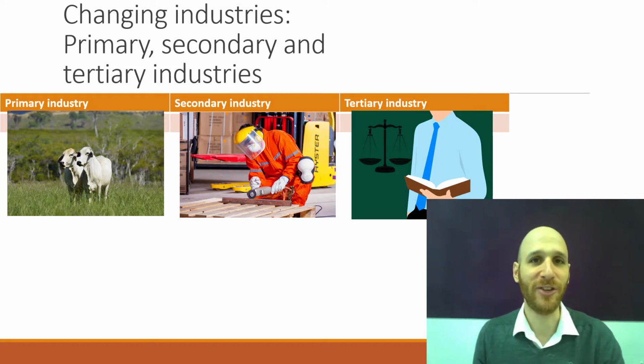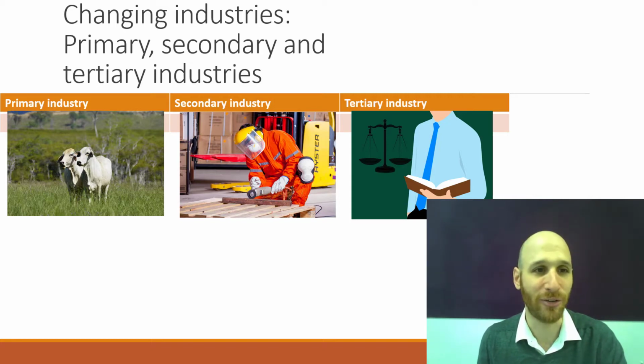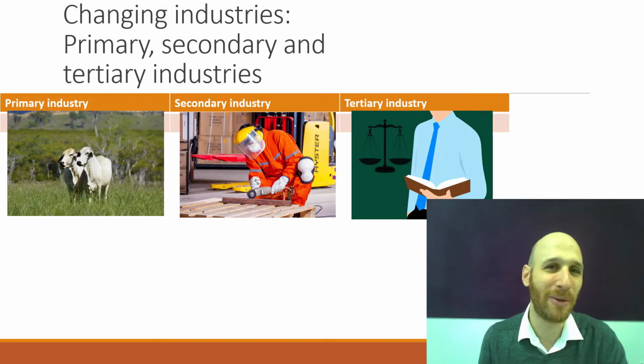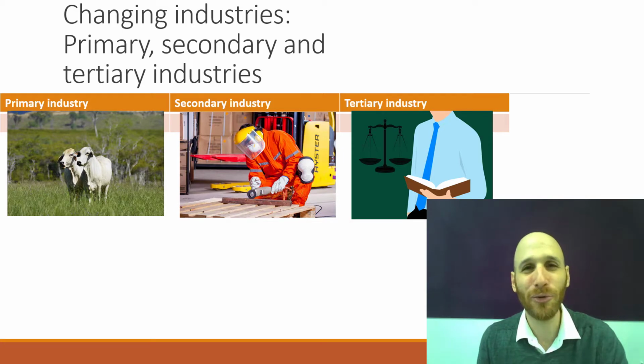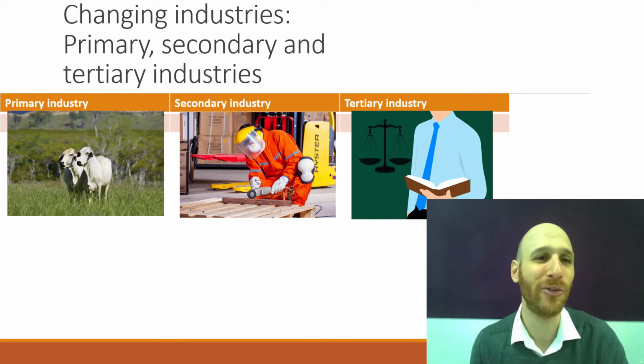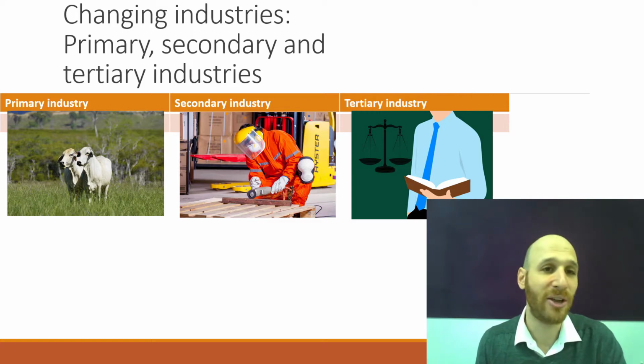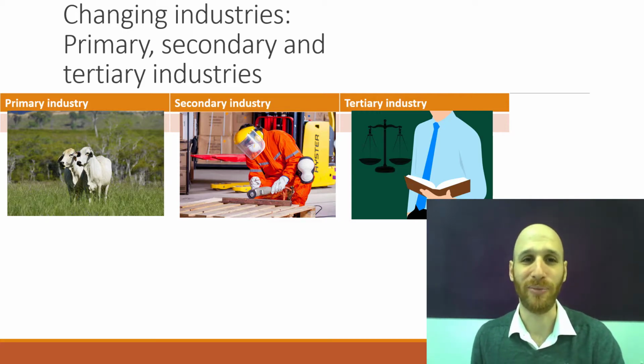So our first point in this video is looking at changing industries. What we're going to focus on is primary, secondary and tertiary industries. If we look at the primary industry, there you can see the cows on a farm. A primary industry is all about producing raw materials. So this is farming, fishing, grazing, forestry. This is sourcing our food. A primary industry is all about getting natural resources out of the ground. About 60% of Australia's exports are in primary industries.